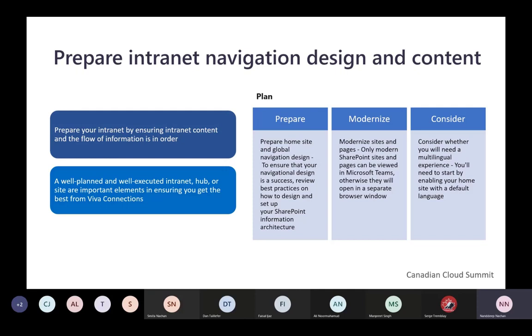The last point to consider here is the multilingual experience. For example, if your organization spans multiple geographical locations, in that case you can start preparing your intranet or home site in English to start with, and then enable the other languages on top of that, so that everyone will at least get the common content, but everyone will be able to see the content in their own language, and that will give more attention to the intranet as well as to Viva Connections.